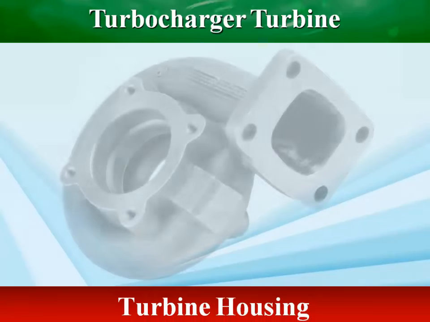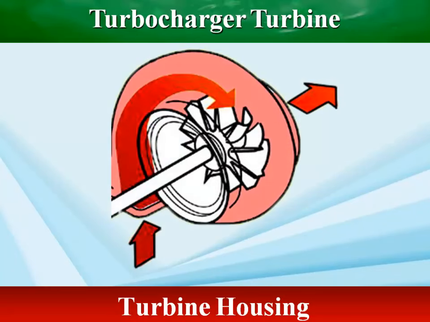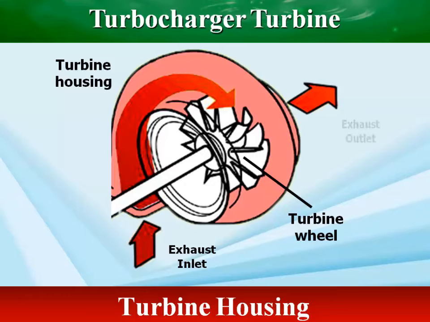The exhaust gas is guided into the turbine wheel by the housing. The energy in the exhaust gas turns the turbine. Once the gas has passed through the blades of the wheel, it leaves the turbine housing through the exhaust outlet area.